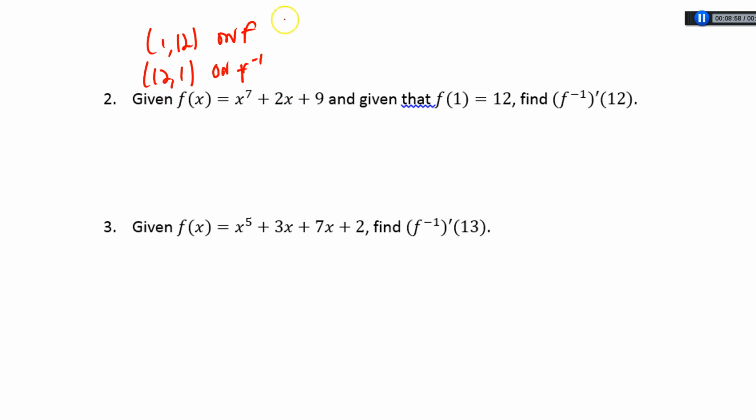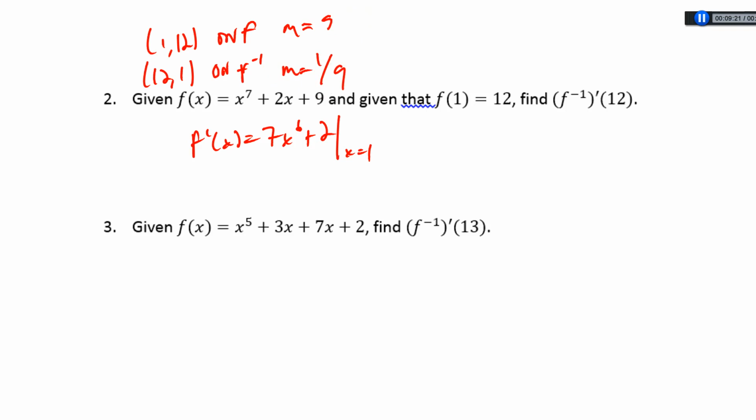But first, let's find the derivative of f. So f prime of x is going to be 7x to the 6th plus 2. We're going to evaluate that at x equals 1. So the slope of the f function itself, when x equals 1, is going to be 7 plus 2, which is 9. So that means the slope at the buddy point is what? 1/9. Very cool.